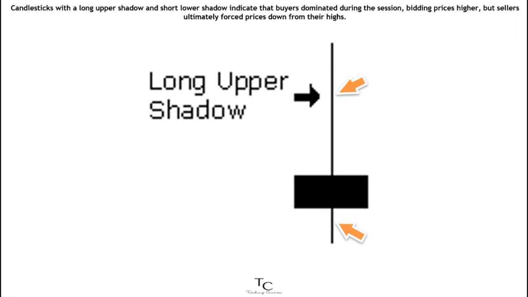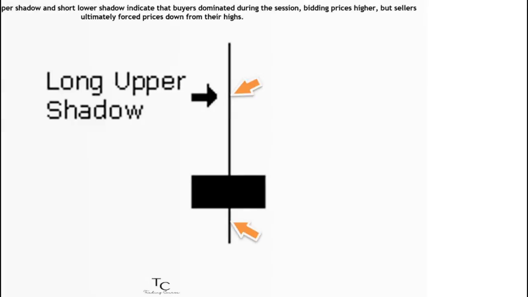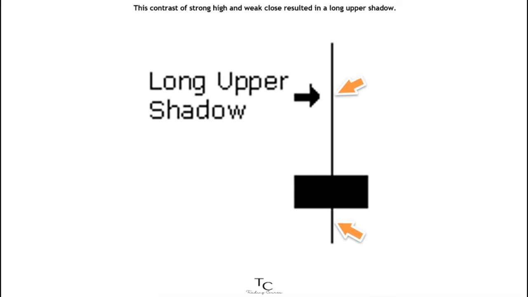Candlesticks with a long upper shadow and short lower shadow indicate that buyers dominated during the session, bidding prices higher, but sellers ultimately forced prices down from their highs. This contrast of strong high and weak close resulted in a long upper shadow.